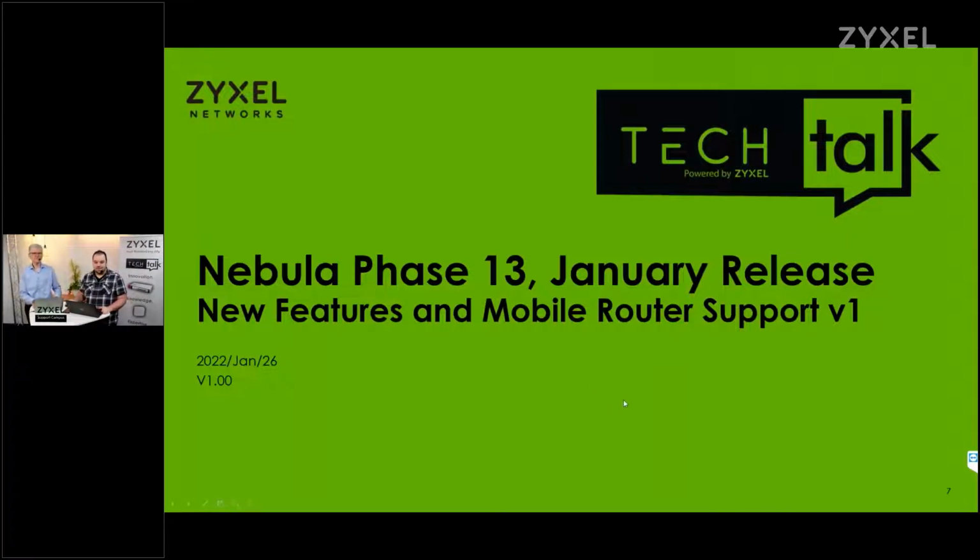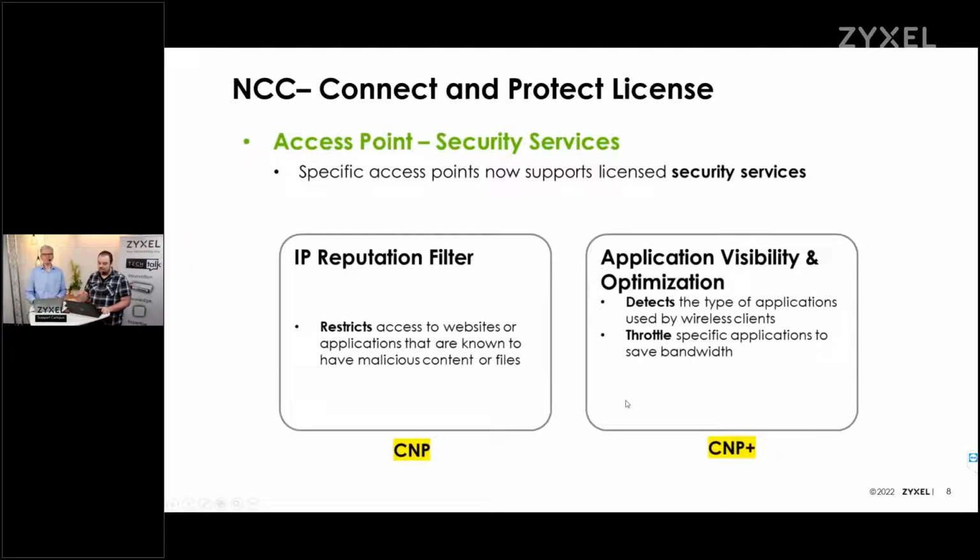All right. So we are starting with the first topic, which is the CNP and CNP Plus licenses. We have released two new license models for our access point services. CNP is about IP reputation, a tool which can block malicious content for your clients. And the second one is application visibility and optimization. This tool can help you detect different applications like Facebook and Instagram, categorize them into a main category like social media, and then you can limit your bandwidth on these applications.